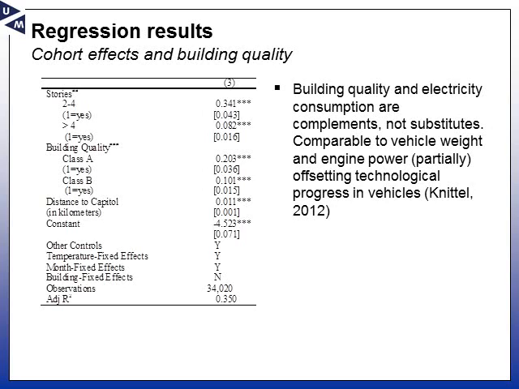And we see this again here. The omitted category here is Class C real estate. Class C real estate is lower quality. And take a look that relative to Class C real estate, all else equal, Class A, the best quality of real estate, consumes 20% more electricity. Again, higher quality buildings consume more electricity. And so this is a theme that repeats itself throughout these slides.